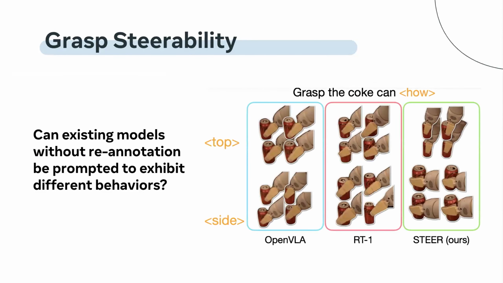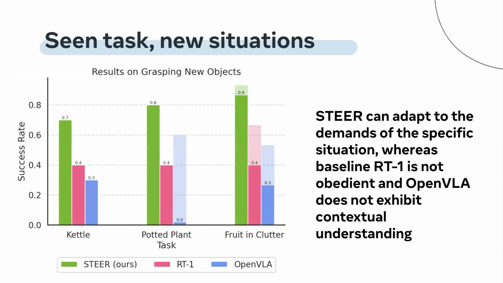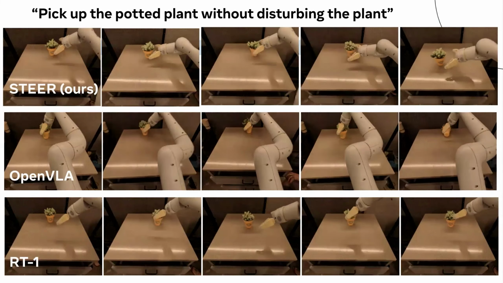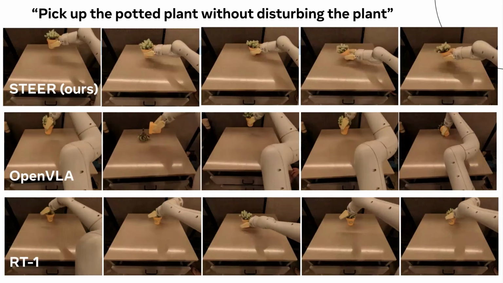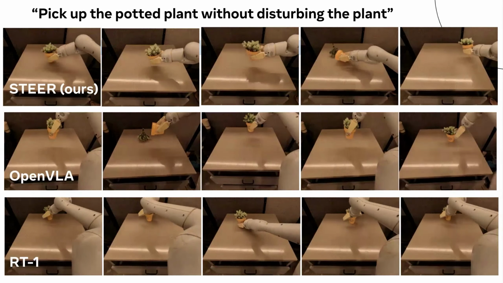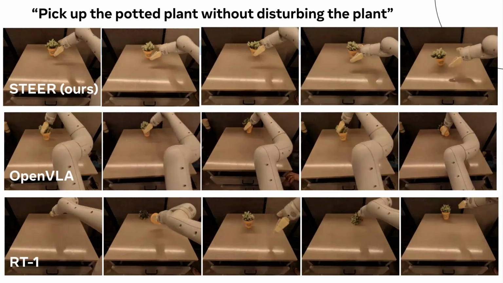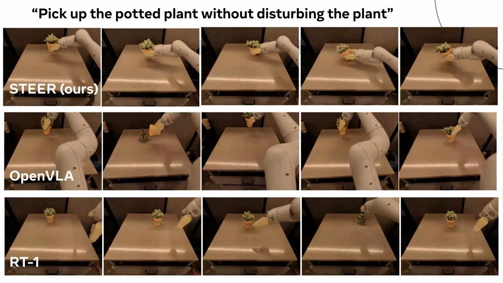I'll zoom over this a little bit, but we see better steerability compared to pre-trained models such as OpenVLA and RT1. We can see this quantitatively by seeing how Steer can adapt to new situations and generalize to new objects, which need to be interacted with in very unique ways. To visualize what this rollout means, Steer is on top. The VLM is controlling the low-level policy and choosing which kind of grasp approaches to use.